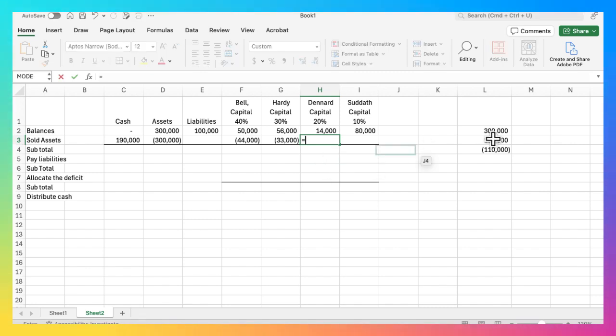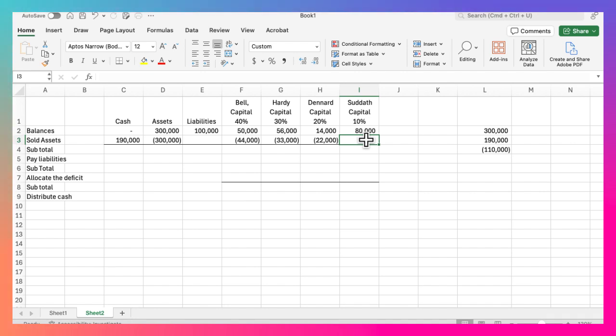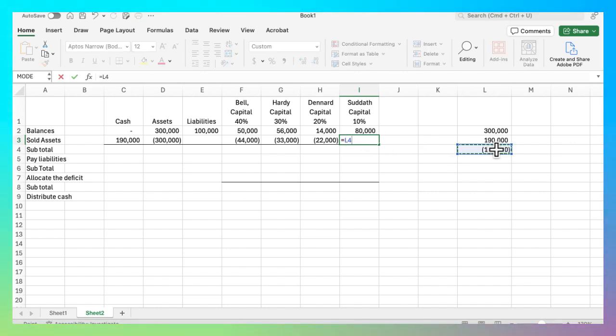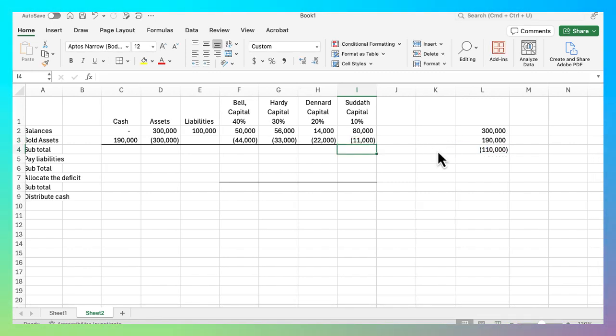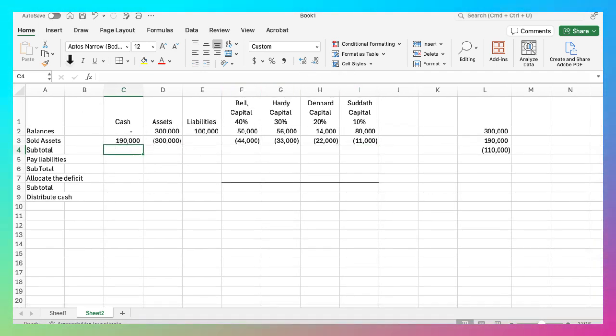Denard, same thing. We're going to allocate that $110,000 loss from selling the assets, and we're going to multiply it by 0.2 or 20%. Why? Because that's Denard's agreed upon split. And then finally, Sadath, we're going to multiply the loss of $110,000 by his percentage, which is 10%. We get $11,000. So now we're going to calculate our subtotal.